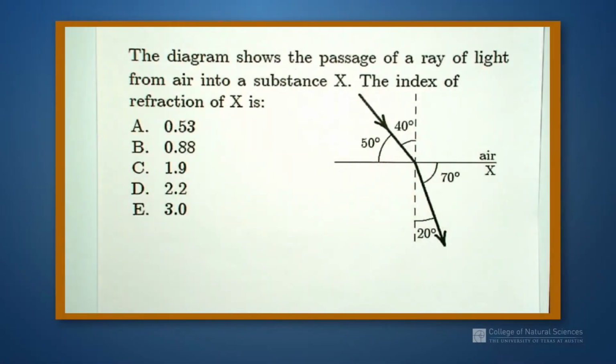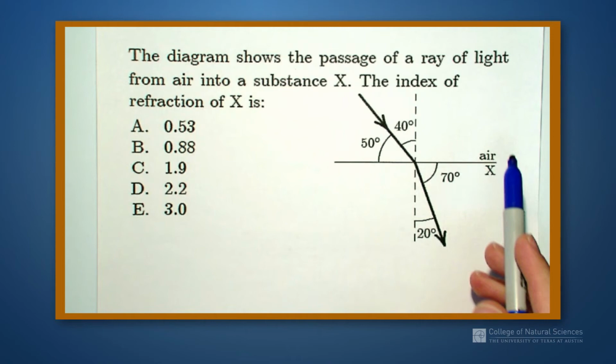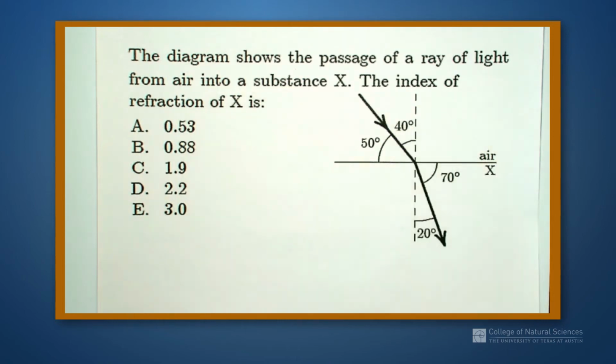Let's take a look at this problem. This problem deals with index of refraction and more specifically refracting of light. So we know that light bends when it goes from one index of refraction to another. The way that we solve a problem like this, the problem reads that we have a diagram that shows a passage of a ray of light from air into a substance X.